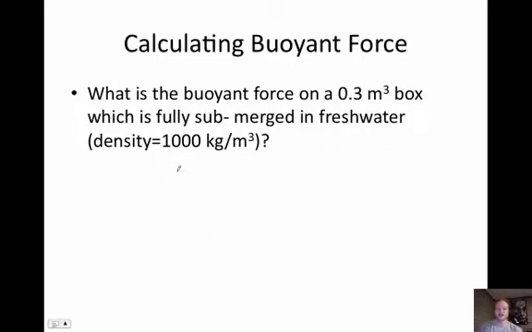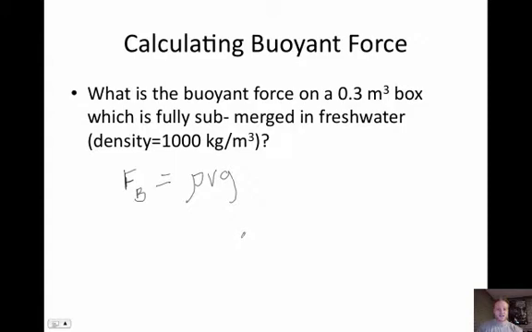So let's do an example problem with buoyant force. It says, what is the buoyant force on a 0.3 meter cubed box which is fully submerged in fresh water? Again, the density of fresh water is 1,000 kilograms per meter cubed. And what you're going to be doing is using Archimedes' principle. Archimedes' principle is the buoyant force. So the buoyant force equals rho times volume displaced times gravity, right?